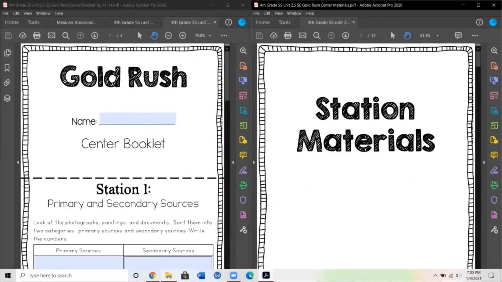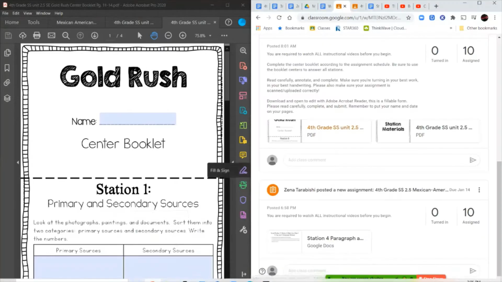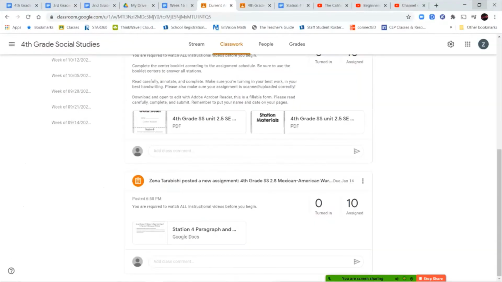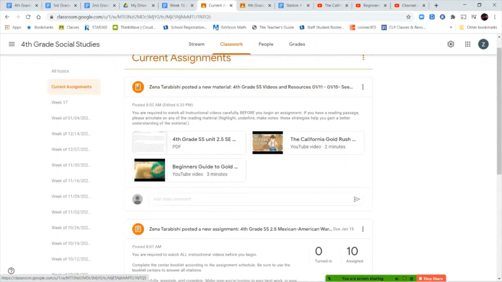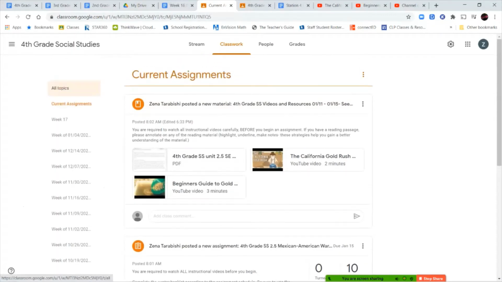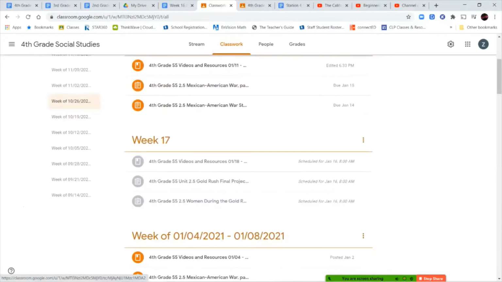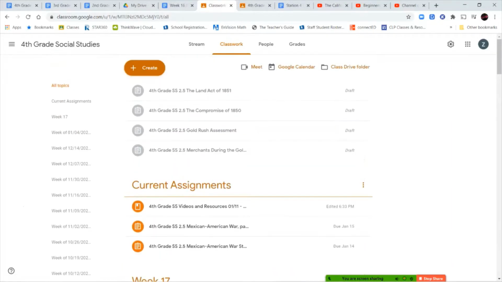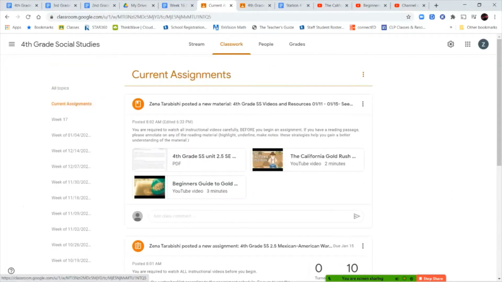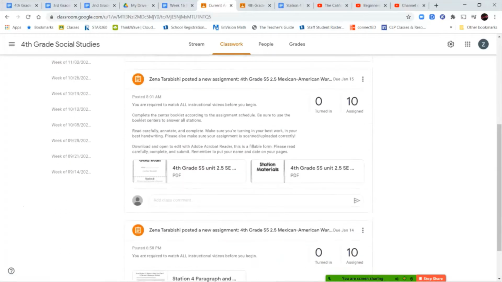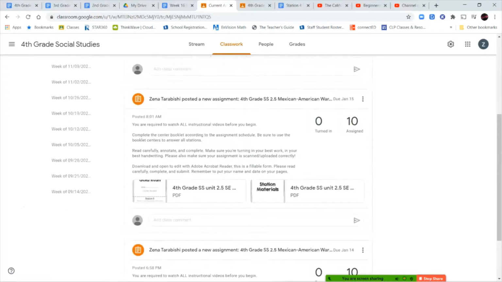Now, before we get started, I wanted to show you what I have set up for you in Google Classroom. Right now in Google Classroom, if you want to see it like this, where everything's expanded and easy to read, instead of just going to classwork, you're going to press on current assignments, and then it will open everything up for you in an expanded form like this.